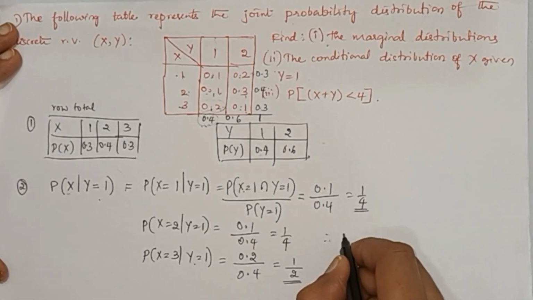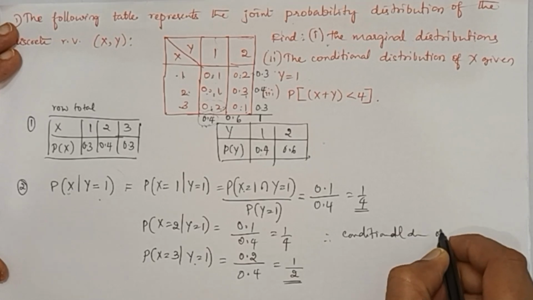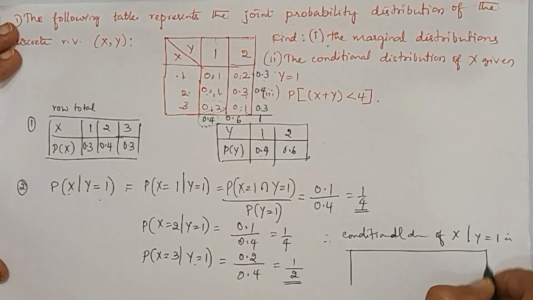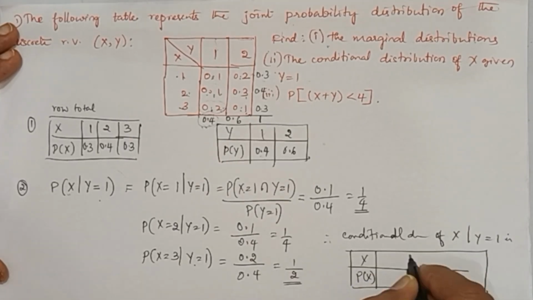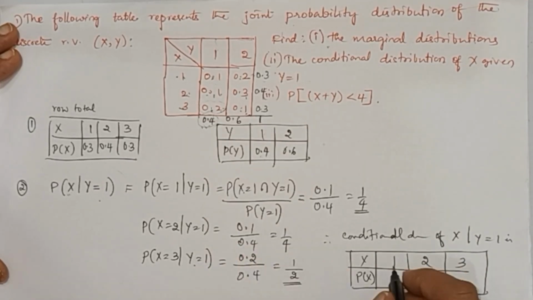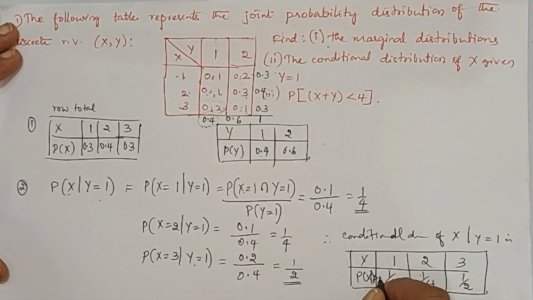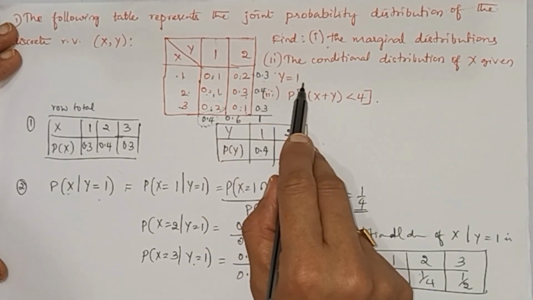Therefore, the conditional distribution of x given that y equal to 1 is, you have to write it in tabular form, x and p of x. So x is 1, 2, 3. Corresponding probabilities 1 by 4, 1 by 4, and 1 by 2. So here you can write x given that y equal to 1 to be more specific. This table gives you the conditional distribution of x given that y equal to 1.